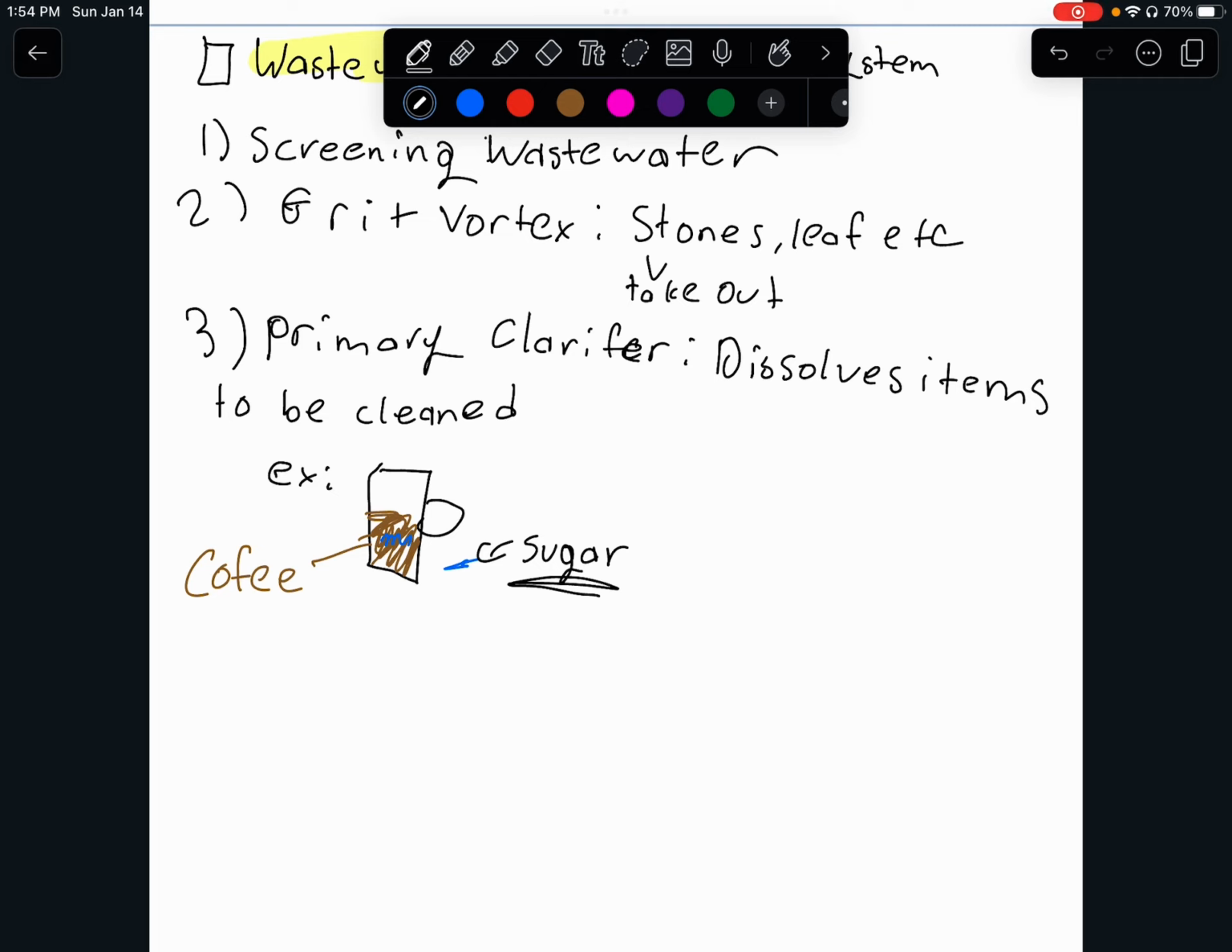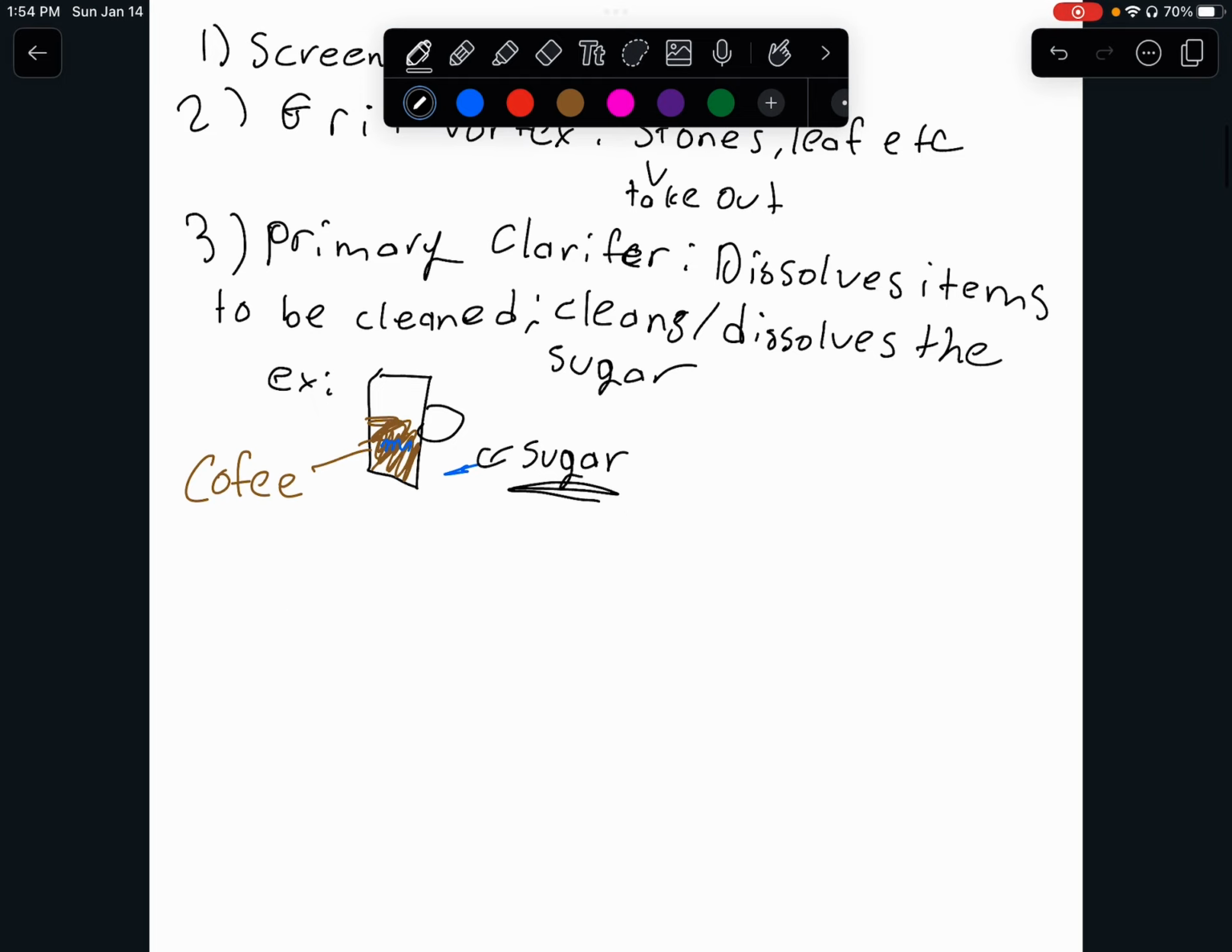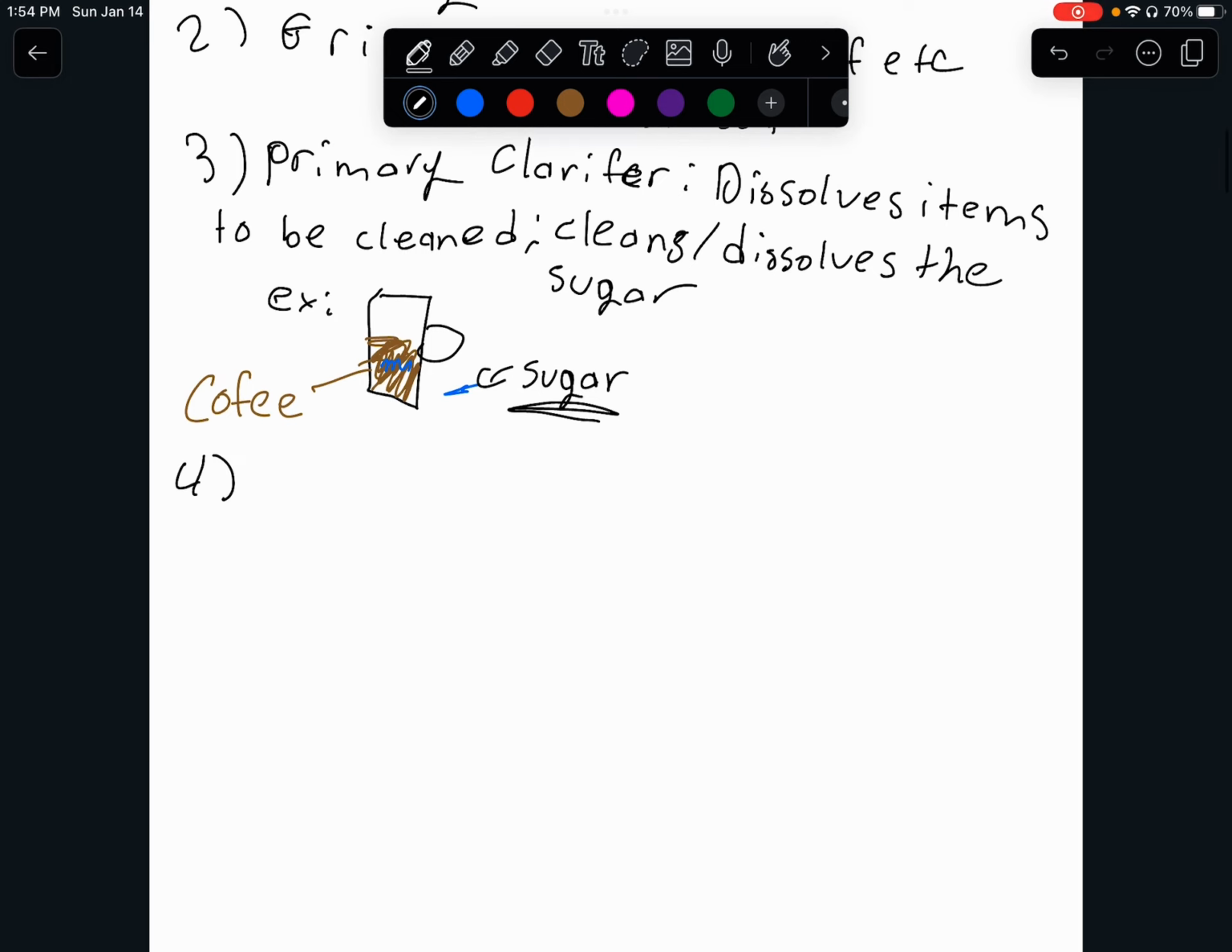So what the primary clarifier does in this situation, it cleans, or rather, a better word, dissolves the sugar in liquid. So this dissolves, like when I'm drinking the coffee or I'm drinking sugared water or a sugar drink. This clarifier will clarify any sugars or any other chemicals that can't really be used in a fresh body of water system. So it cleans up the sugar. Our next one is our bioreactor.